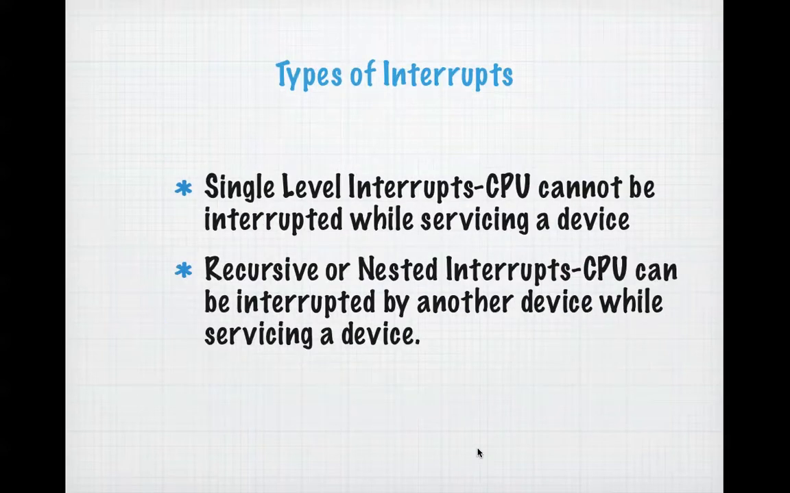Now, interrupts can really come in a number of shapes or forms or types, and I would like to emphasize that there are at least, operationally speaking, two types of interrupts. I call them single-level interrupts, in which case the CPU cannot be interrupted while servicing a device, or they could be recursive or nested interrupts, where the CPU can be interrupted by another device while servicing a given device.